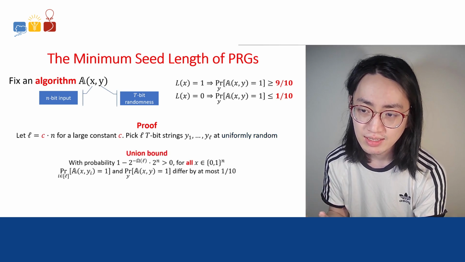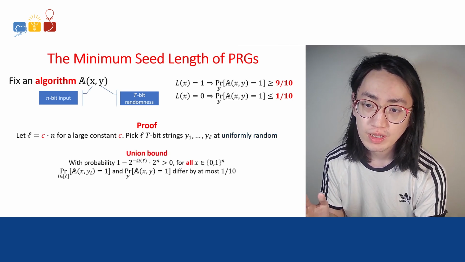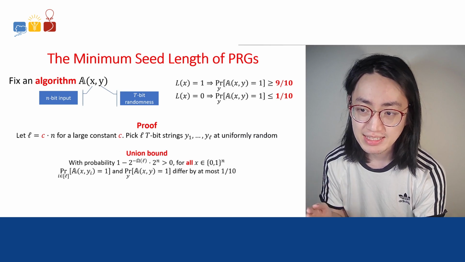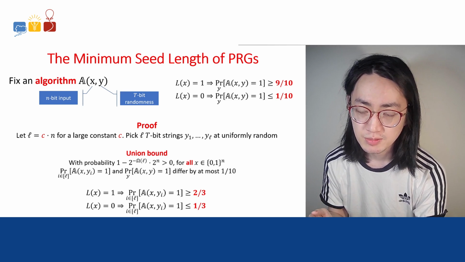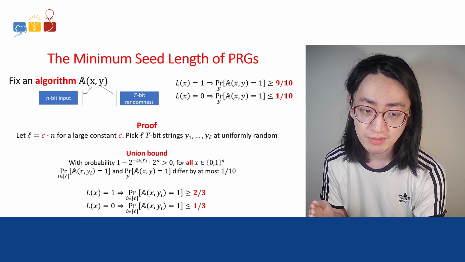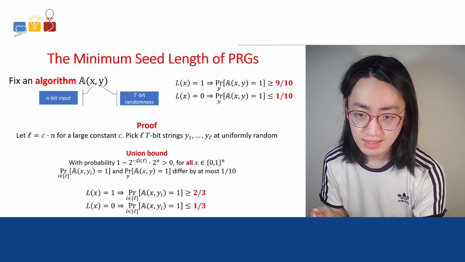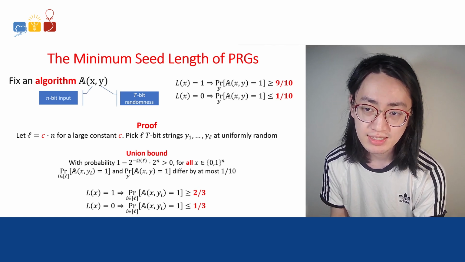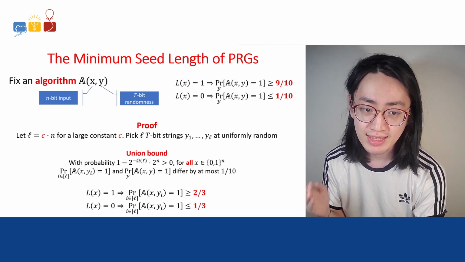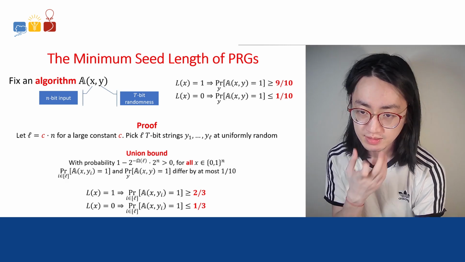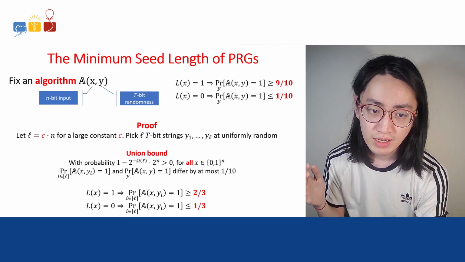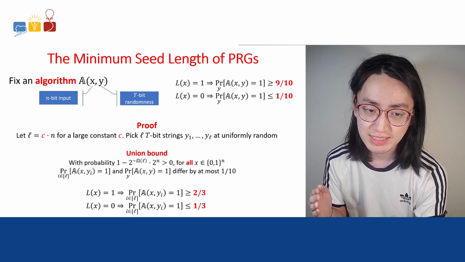In particular, now this union bound implies that for all n-bit inputs x, if the answer is yes, then because it differs by at most 1/10 from 9/10, it's at least 2/3. Otherwise, because it differs by at most 1/10, it's at most 1/3. Therefore, we finish the proof of this claim.